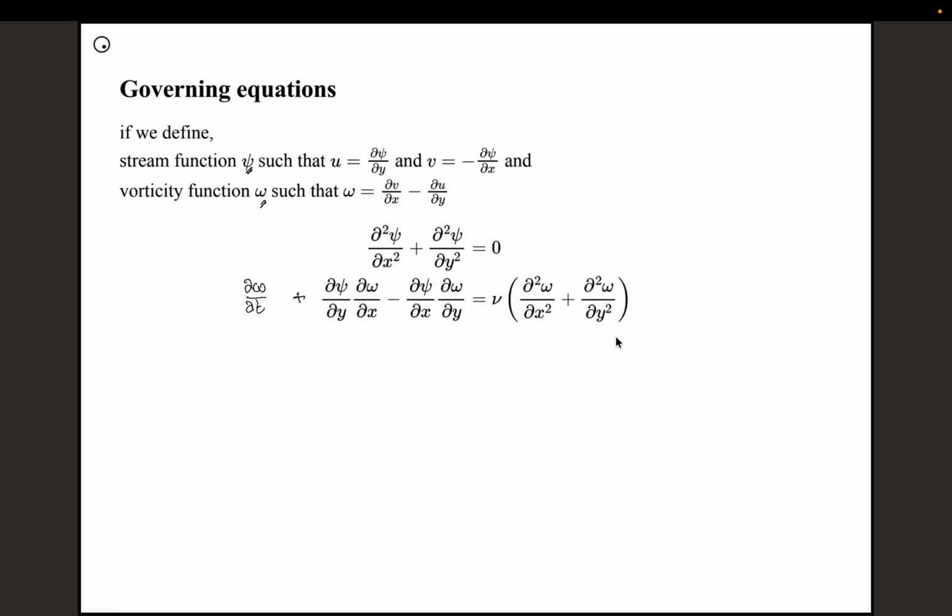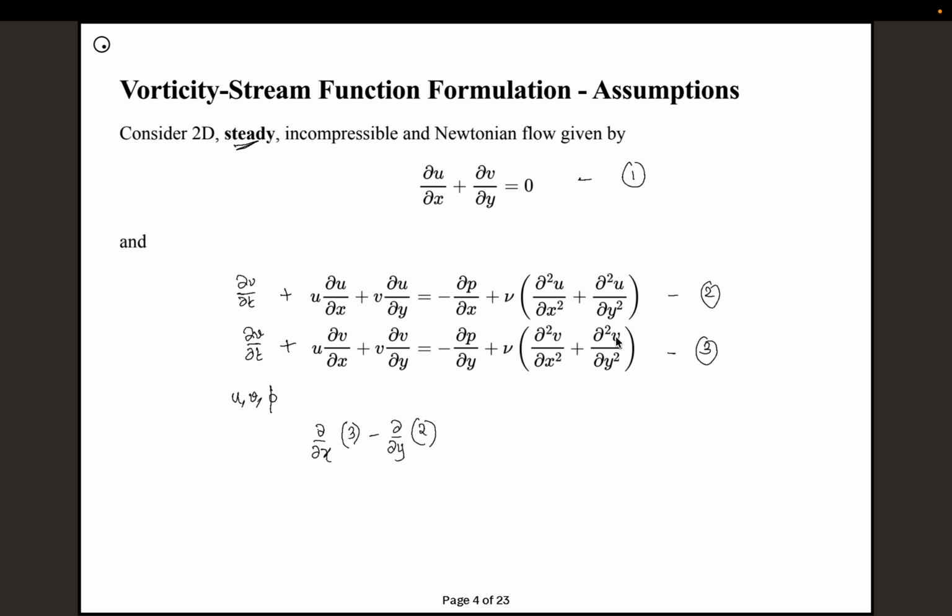And there will be another equation. By definition we have taken u as psi y and v as minus psi x. So continuity is held by default. So u x plus v y is minus psi yx plus psi xy, because we are assuming psi to be a continuous function. So both of them will be equal, and this is satisfied by default. So by assuming a stream function, we are satisfying continuity by default.